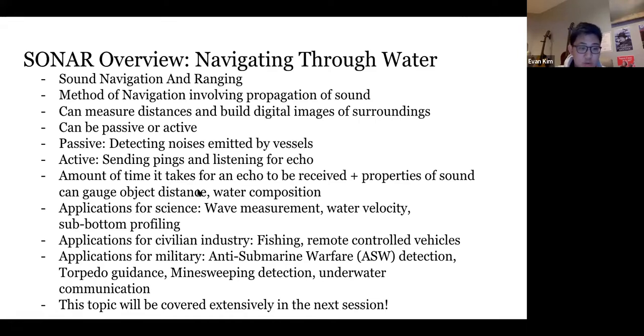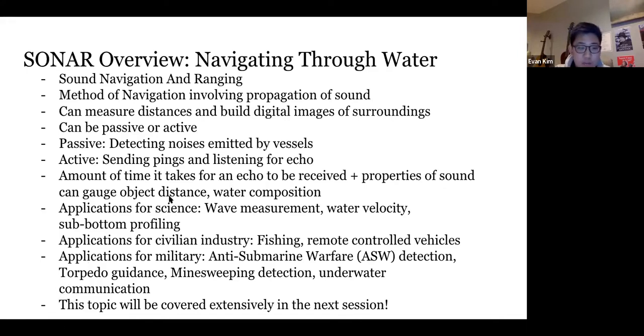Sonar exists in two forms. It can be passive or active. In its passive form, sonar works by detecting noises emitted by other vessels or objects in its surroundings. In the active form, it works by sending pings and listening for an echo. In echolocation, active sonar is the method of sonar most parallel.